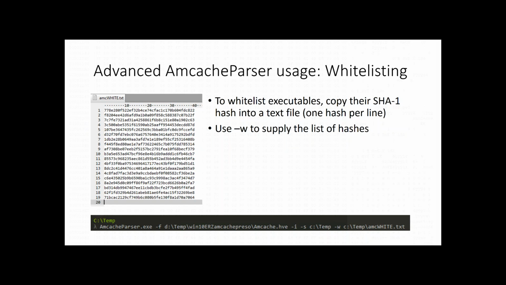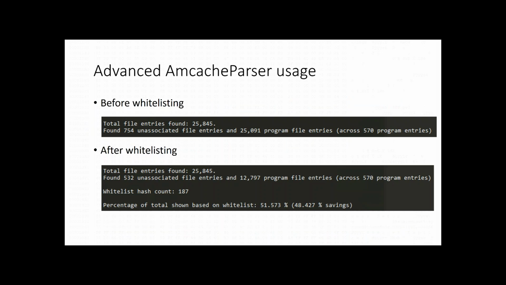So if we do that, you could see previously, when we ran Amcache Parser, we had 25,845 entries, and again, there's our 754. But when we whitelist, now you can see I had 187 in my whitelist file for this example, and you can see we dropped that down to 532, and we cut basically in half the number of things that you'll have to look at in your initial triage.